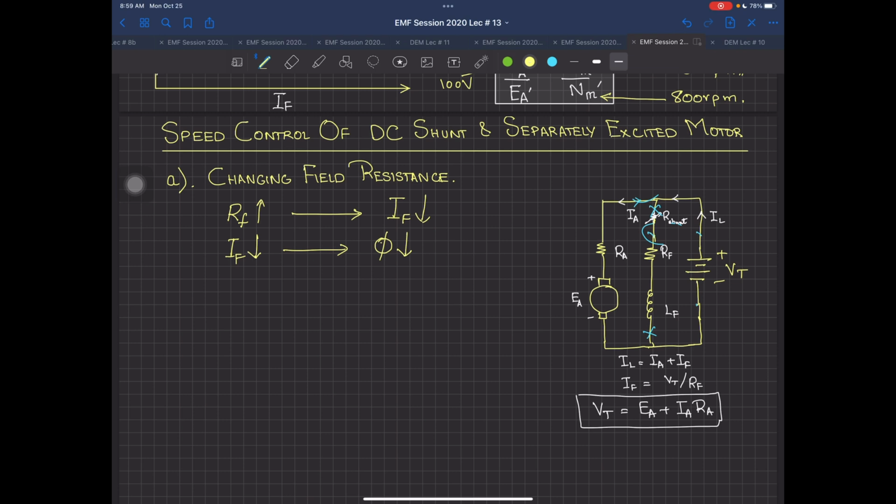Now, as soon as your flux has decreased, it is going to make your EA, which is equal to K phi omega, decrease. Your flux phi has decreased, so your EA will decrease. So your flux phi has decreased, your EA is going to decrease.